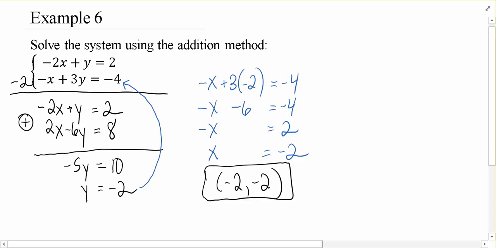And just like always, it's a good idea to check your answers. In the interest of time, I'm not going to show that, but definitely take the time to check your answers by plugging that x and y back into both equations. And remember that when checking, you have to plug into both equations, not just one or the other. Because if you only plug it into one, all you're saying is this ordered pair is on one of the lines. You need to plug it into both, so you can say it's on both lines, which means it's the intersection.